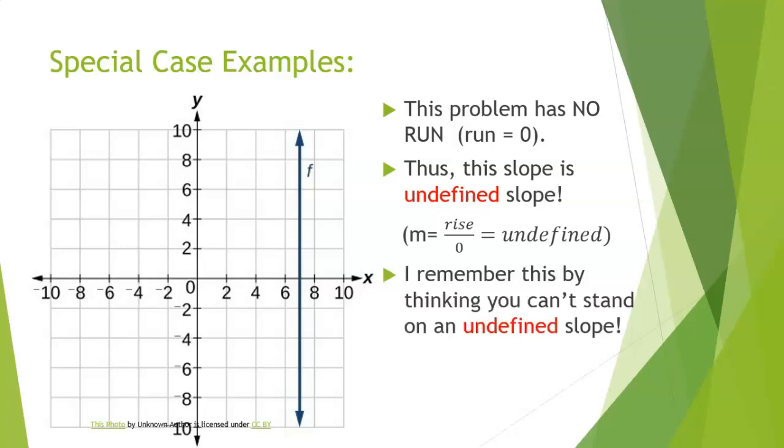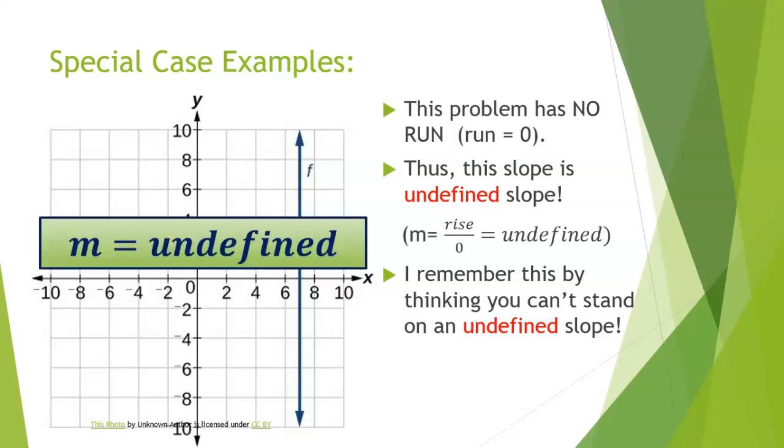I like to think of it as I can't stand on this kind of line. I'm not going uphill or downhill or flat. I would just fall off because I'm not Spider-Man. So if you cannot stand on the line, then it is an undefined slope. So the solution to this problem, you would write as m equals undefined. There is no slope. There's no number for the slope. It's just undefined.